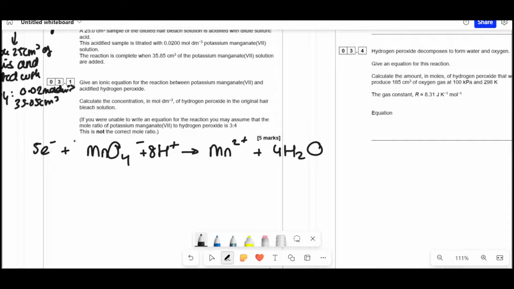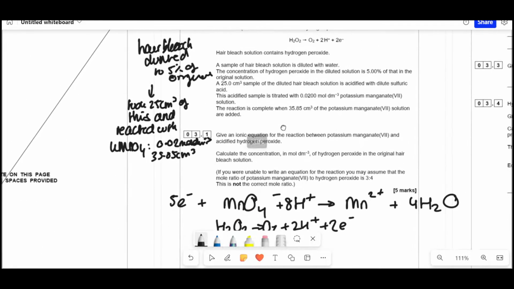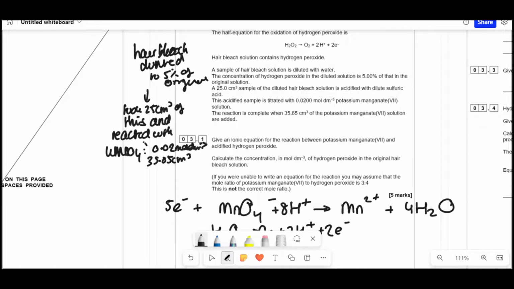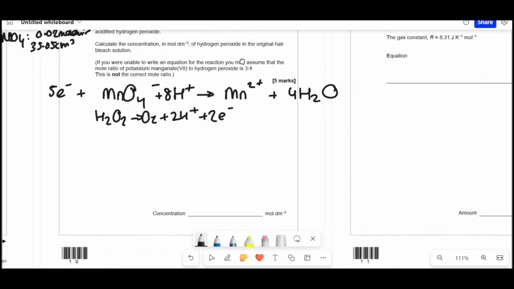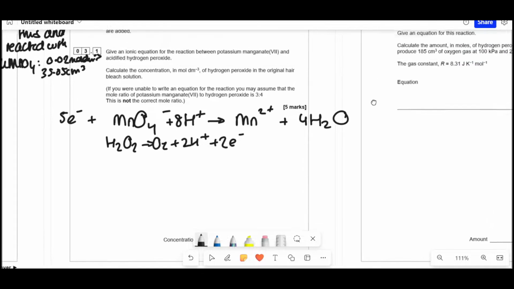So that's what, 5 minus 1, that's what, 6, 2, plus 2 overall, plus 2 overall. Satisfied. Cool. Then they've given you the equation up there for hydrogen peroxide. They've said that H2O2 goes to O2 plus 2H plus 2e minus. The reason I'm doing that is because we know that this mysterious hair bleach solution has hydrogen peroxide, which has reacted with KMnO4. So we're doing this so that we can work out what the actual equation of these two things is to do the rest of the steps.